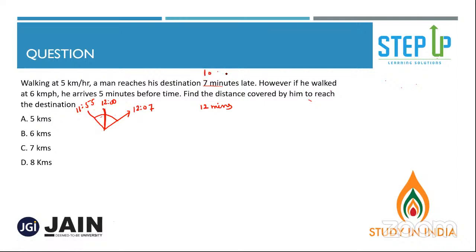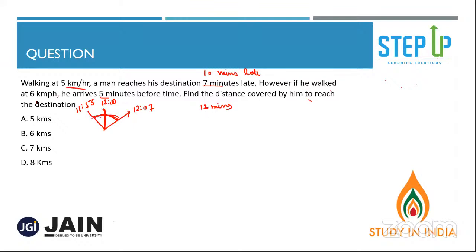Had it been given 10 minutes late and 5 minutes before, what would have been the total time? 10 minutes late, 5 minutes before, the total time is 15 minutes. Actually not waited, the time difference is 15 minutes.